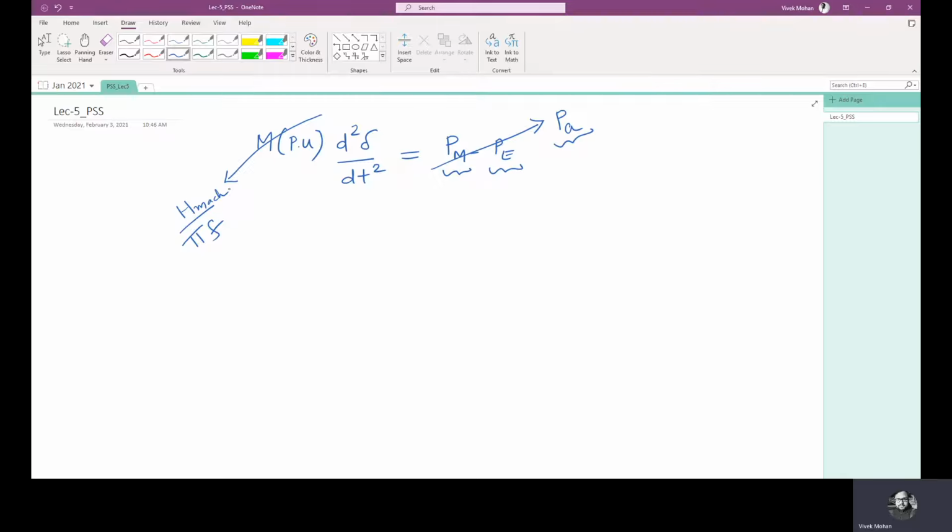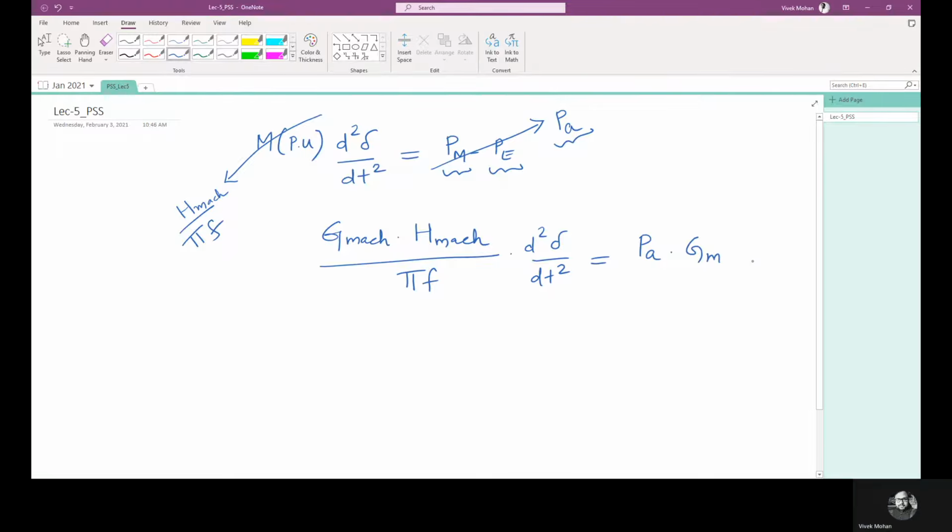Now, if you multiply the LHS and RHS of this equation with G machine, then you get G machine into H machine divided by pi F into d squared del by dt squared equals Pa into G machine, which is Pm minus Pe.